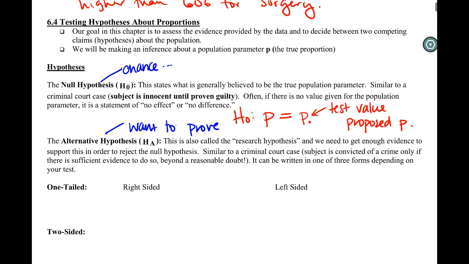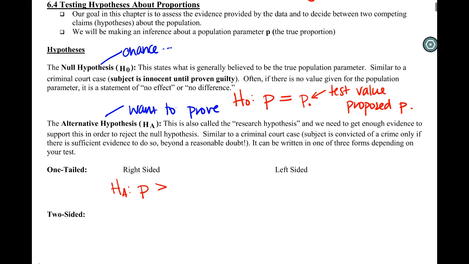Our alternative, the thing we want to prove, we denote with an HA. And there are 3 possible alternatives for us to look at. We want to see if it's greater than whatever our hypothesized value was, which we call a right side test. We could think that it's actually less than our hypothesized value. Or we could be saying we think it is just not equal to. I don't care how it relates to the original value. I just want to show you that that original value is wrong. So these are our 3 possible setups for alternative hypotheses.